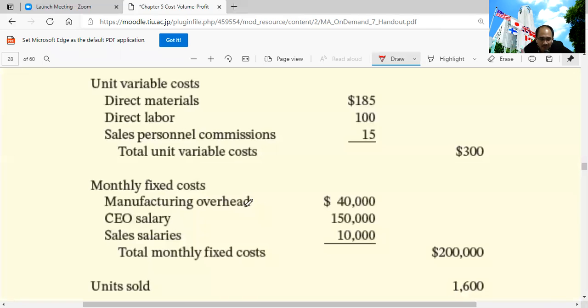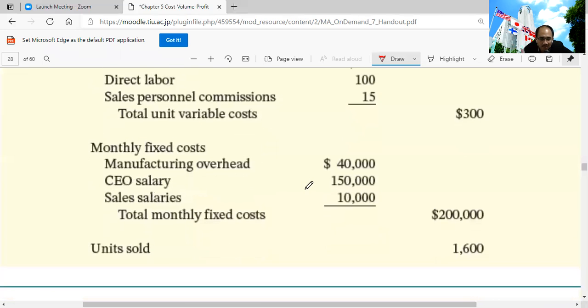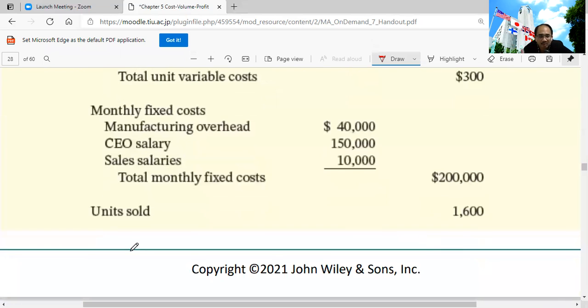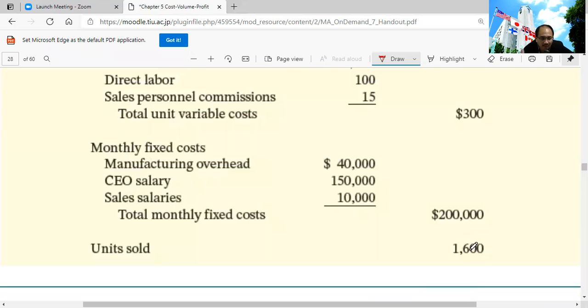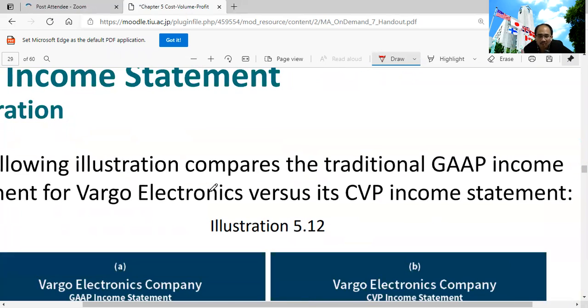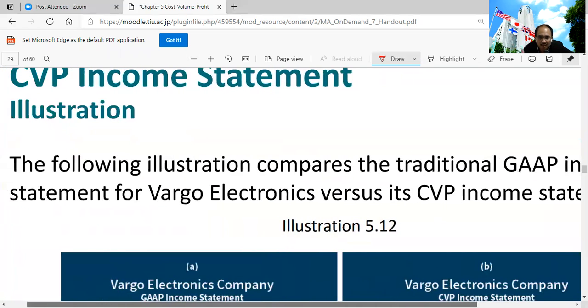Monthly fixed costs: manufacturing overhead $40,000, CEO salary $150,000, sales salary $10,000. So total monthly fixed cost is $200,000. Units sold is 1,600. So the following illustrations compare the traditional GAAP income statement for Fargo.